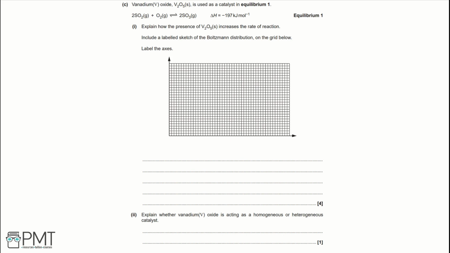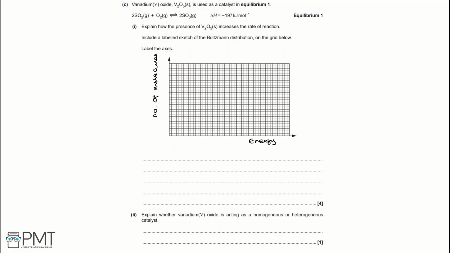Part C. Vanadium 5 oxide, V2O5 (s), is used as a catalyst in equilibrium 1. Part 1. Explain how the presence of V2O5 solid increases the rate of reaction. Include a labelled sketch of the Boltzmann distribution on the grid below and label the axes. So firstly, labelling our axes. Our x-axis is energy, so if we add this label on, and then our y-axis is the number of molecules. So here we've labelled our axes.